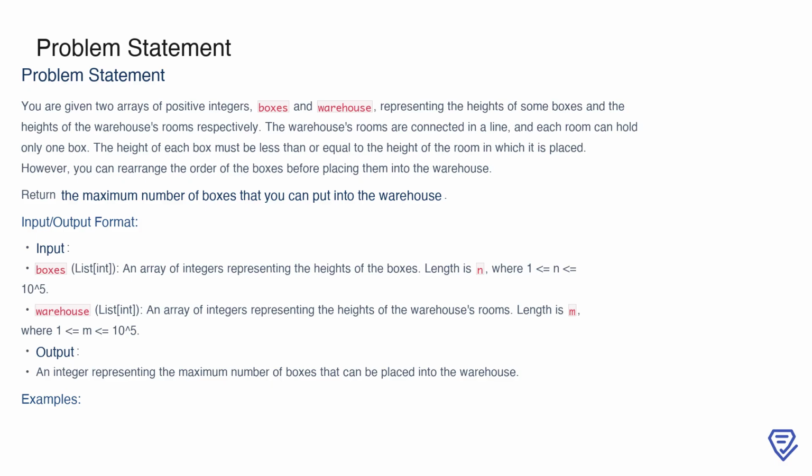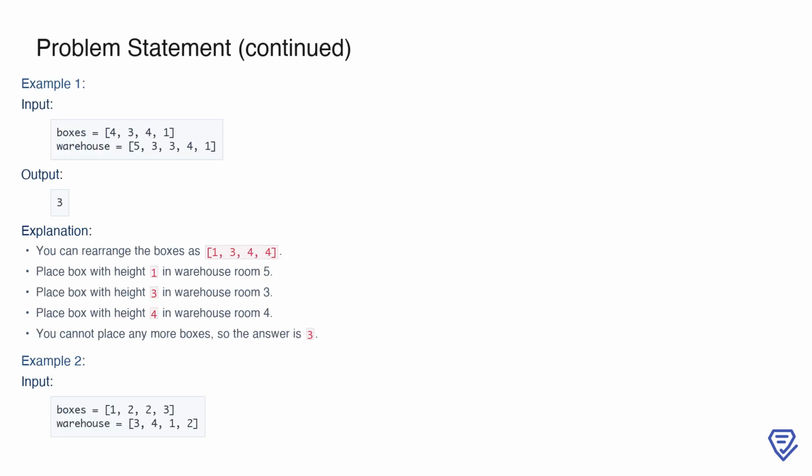As for the input and output format, you are given two lists of integers as input. The boxes array has a length n, and the warehouse array has a length m, both of which can go up to 10^5. The output is a single integer indicating the maximum number of boxes that can be placed into the warehouse. Let's look at an example to understand the problem better.